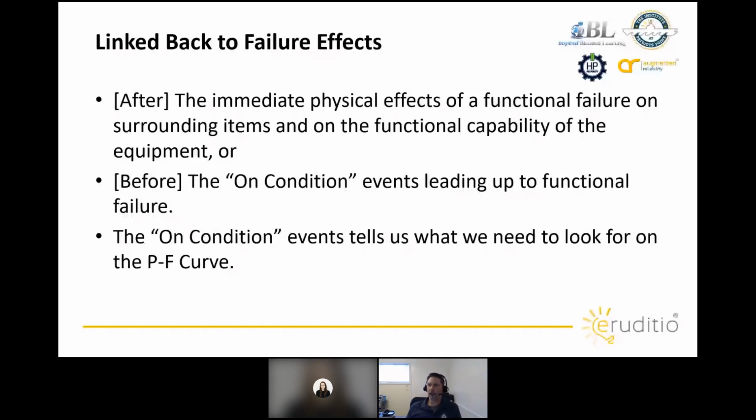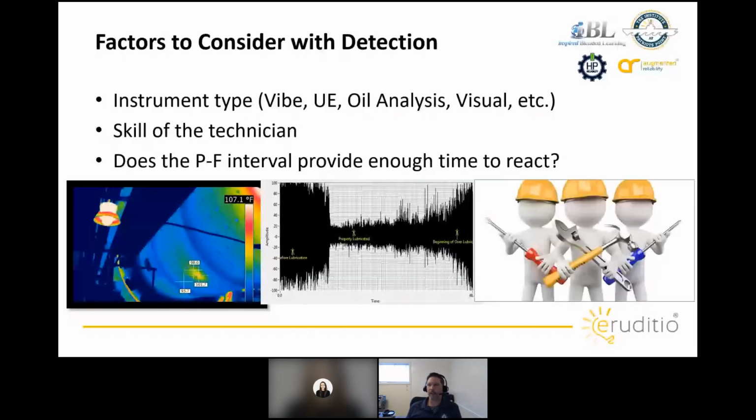Now, like we talked about, we have to consider detectability when we're using our PF interval as well. All right, we're going to get to in a few minutes how all this ties together, but we have to consider how easy these failure modes are to detect. What's the instrument type we're going to use? Vibration, ultrasound, oil analysis, visual inspections, and so on and so forth. That's going to give us more time, or we're going to be further up on that PF curve.